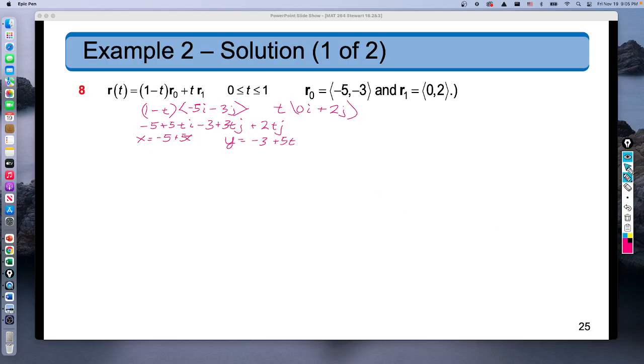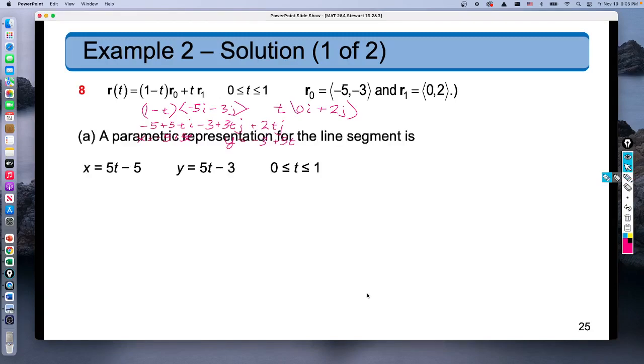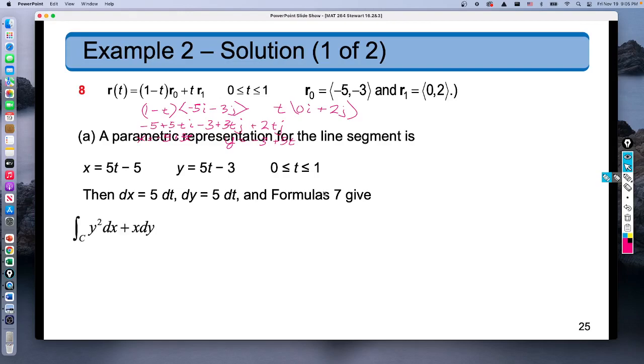Okay, so that's where those come from as we parameterize. x equals 5t minus 5, y equals 5t minus 3, and you could switch the order there. And t is going from 0 to 1, because that's how that's defined. So we do that. Take the derivative of x, so dx would be 5 dt, right? Take the derivative of both sides. dy is going to be equal to 5 dt. Okay, and so then what we're able to do is now set this up.